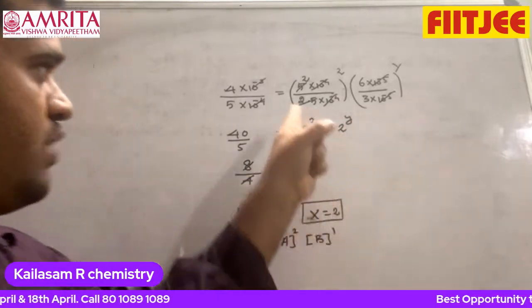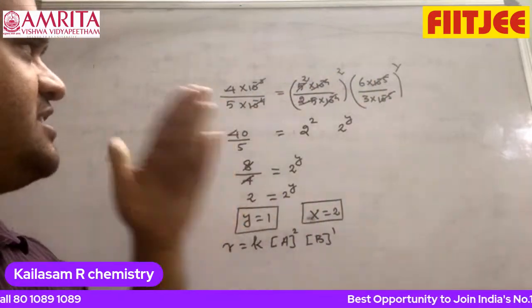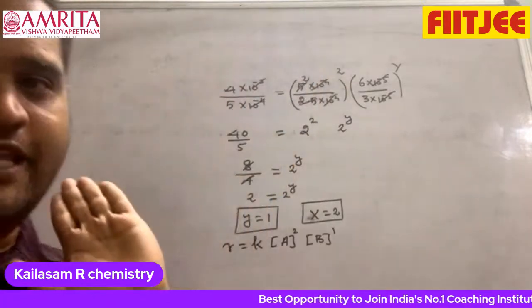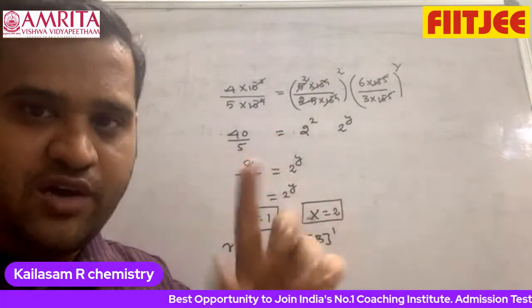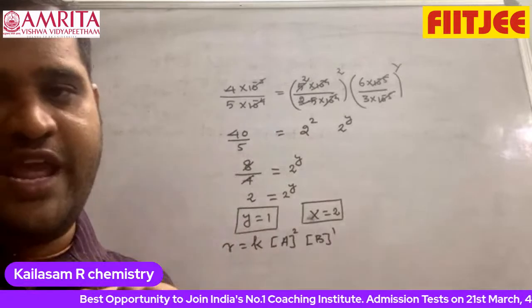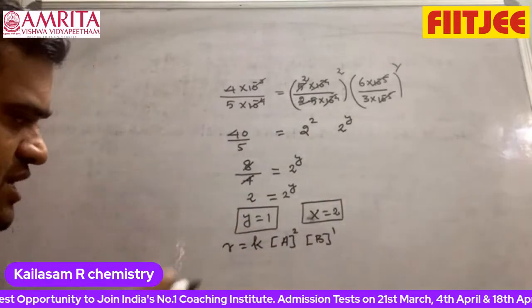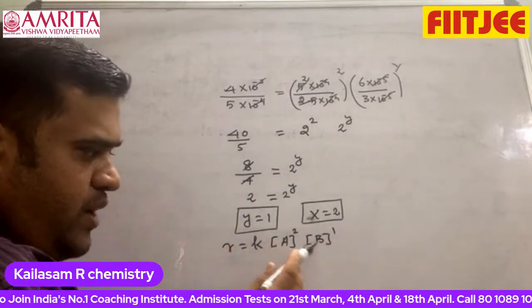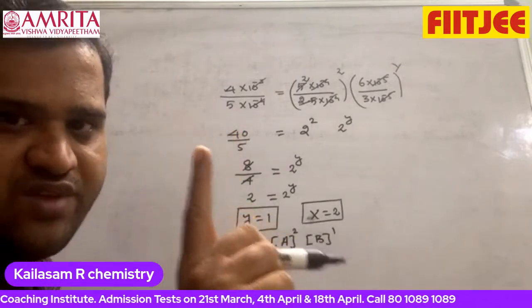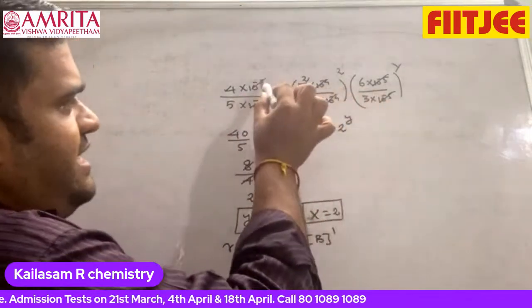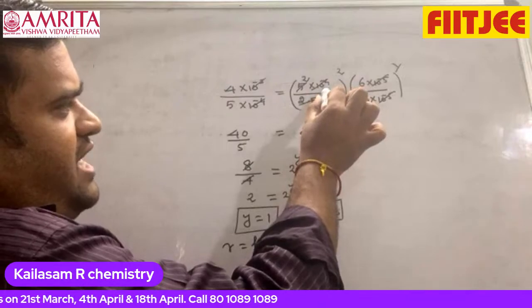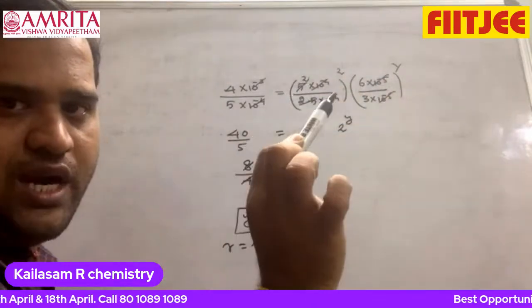Then they will ask you the question: what could be the rate constant of the reaction? That is the question. Now I have taken one of the rate equations. Please understand carefully. They'll ask you to find out the rate constant of the reaction. So how to find out the rate constant? Rate is equal to K into A squared B power 1. Take any one of the rate equations. I am taking this rate. These are the concentration of A, and this is the concentration of B. Now what am I going to do?